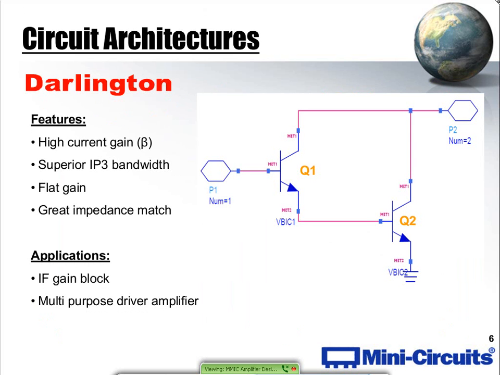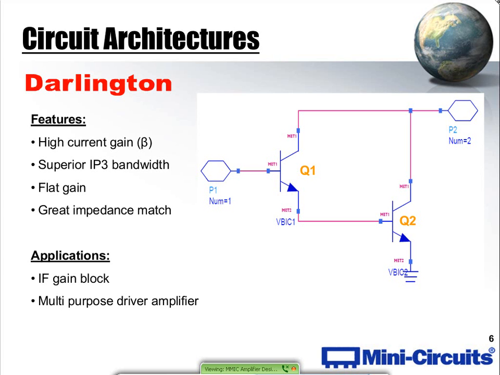Now, using both of those technologies, we deploy a number of different circuit architectures on those substrate materials. One of the most common ones that we use is referred to as the Darlington configuration. This configuration has been around since the 50s. It's been used in discrete amplifiers for a very, very long time. It's also been used in MMIC amplifier designs since the early to mid-'80s.